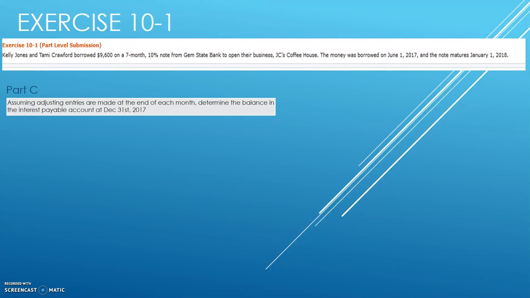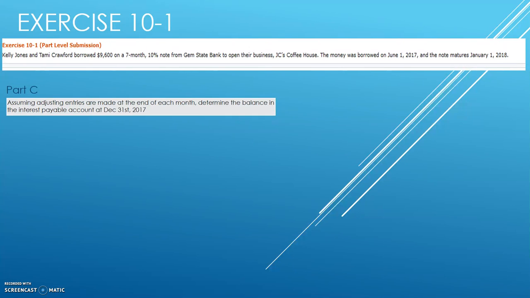Part C here, assuming adjusting entries are made at the end of each month, determine the balance in the interest payable account at December 31st, 2017. Now this is essentially the full length of the loan, or the note, as it's due tomorrow, January 1st, 2018. So we need to figure out what 7 months would be.